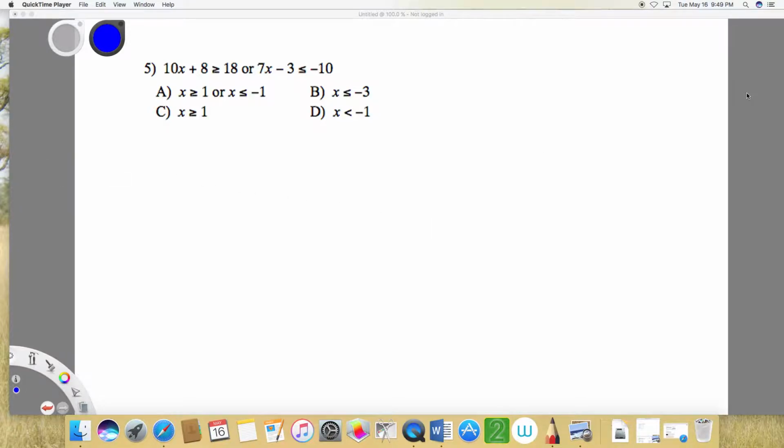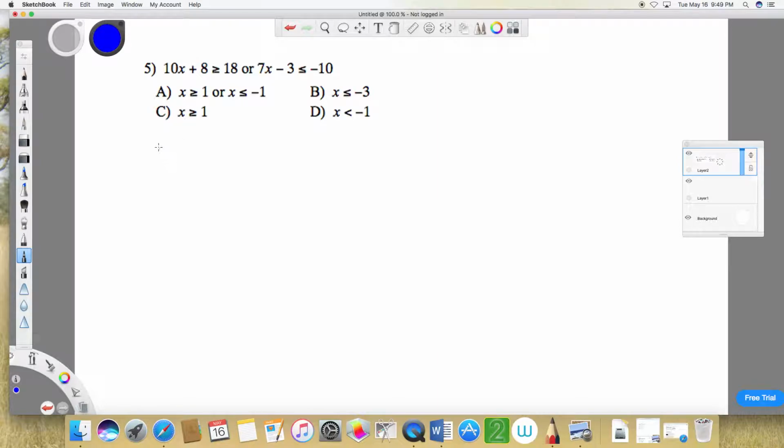All right, so let's split this into two problems. On the left here I have 10x plus 8 is greater than or equal to 18. Let's solve this. We want to get the variable by itself, so let's subtract 8 from each side. If I subtract 8 here, I want to subtract 8 here, and the negative 8 and positive 8 cancel each other out. And what we have now is 10x is greater than or equal to 18 minus 8 is 10.